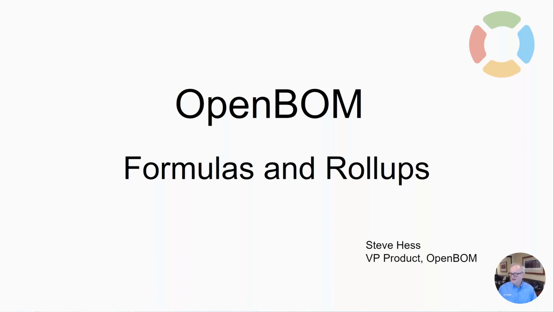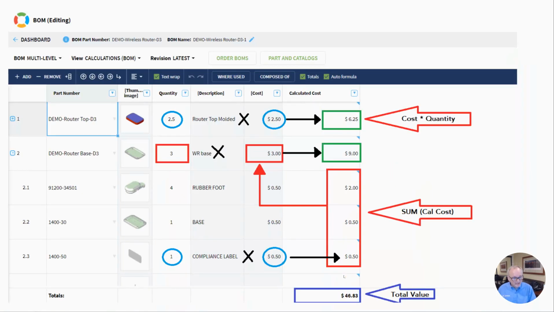Hey everybody and welcome. In this video we're going to talk about OpenBOM formulas and rollups. Rollups are a way of calculating a particular value for a property at the top level of your product. Cost or weight. Those are great examples of rollups. Formulas, on the other hand, are a key component of rollups, and I'm going to discuss with you briefly. Don't be scared by this, but this is briefly how these work.